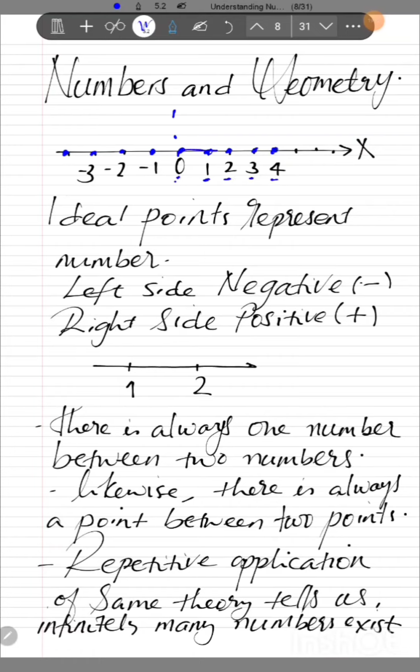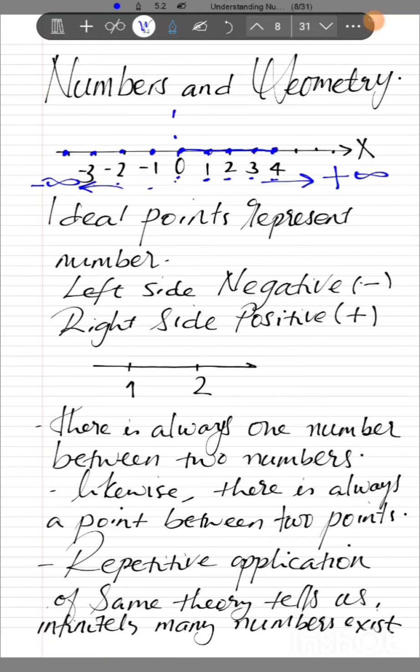Each and every one is a point on a number line. So this is just by agreement. As we move to the right, we go more and more positive. Then we have the other side, which is negative: negative 1, 2, 3, and so on. It goes to a larger number in the negative on this side, and a very large number in the positive. These are the points which represent a number.